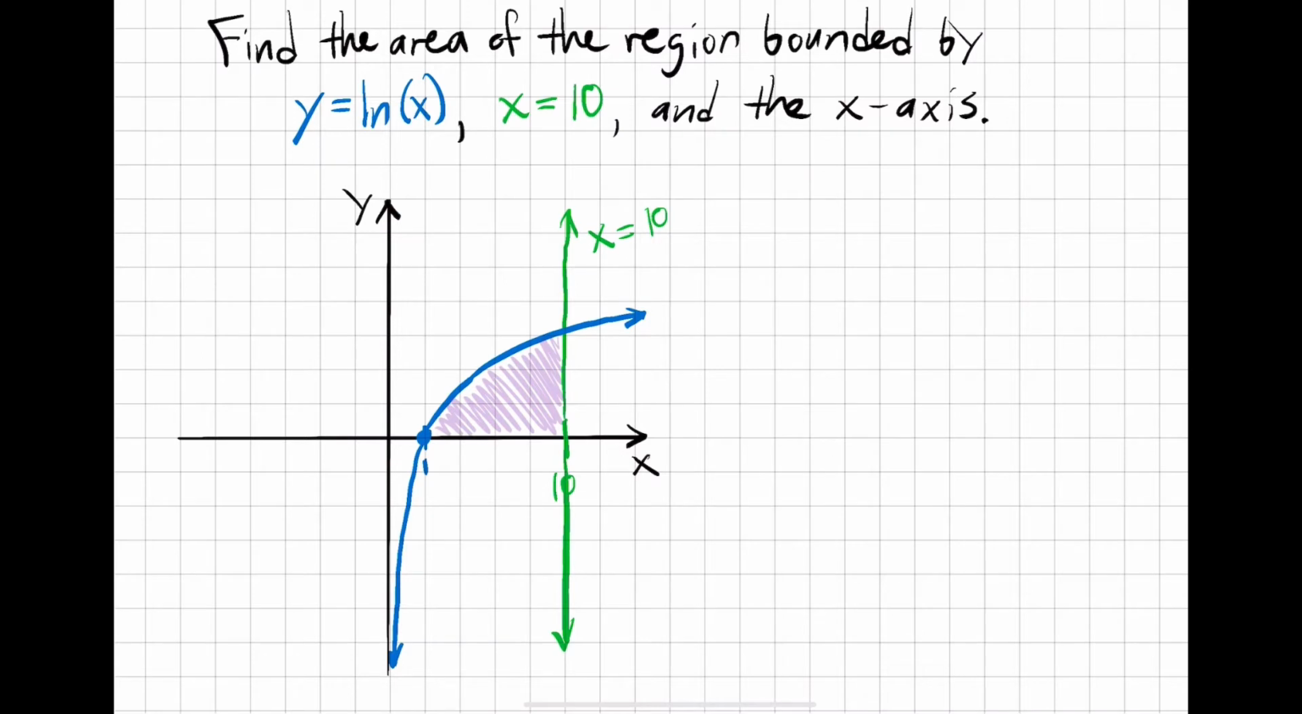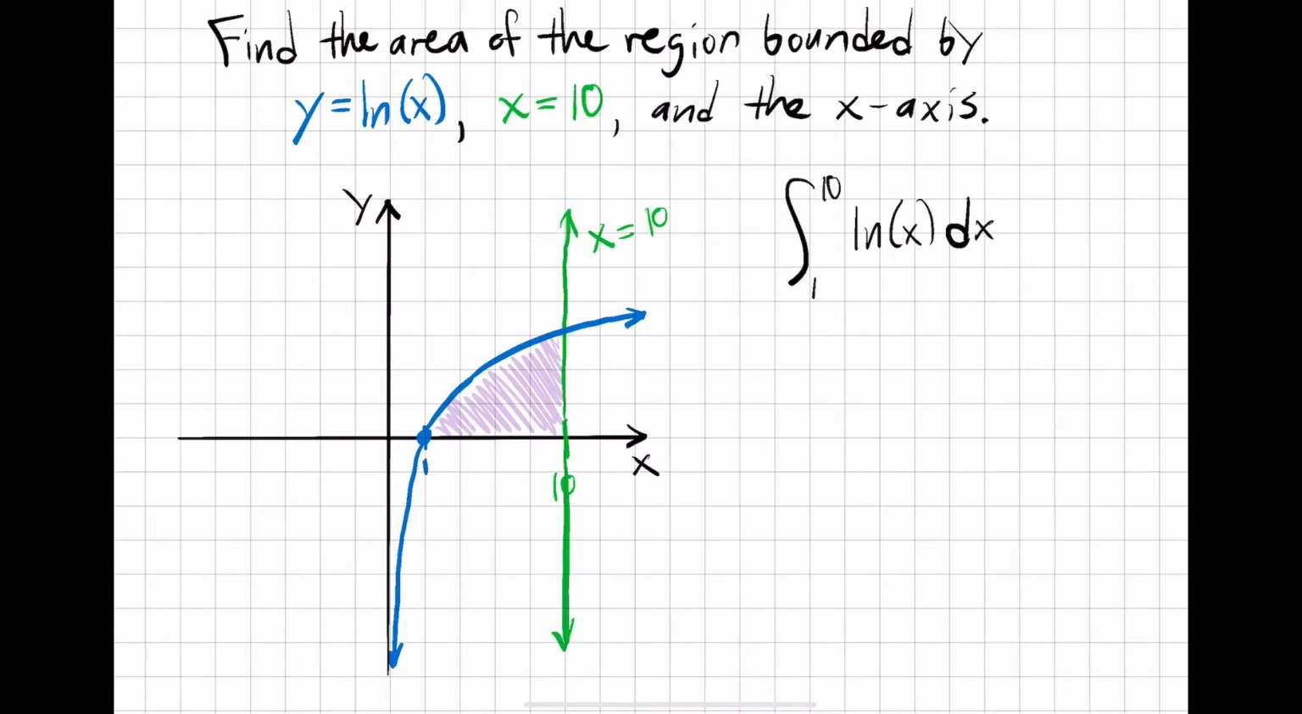Now, we could set up our integral to find this area pretty easily. It's just the integral from 1 to 10, since x ranges between 1 and 10, of the natural log of x minus 0, so I may as well not bother to say that, dx. This is a perfectly correct integral that will solve our area problem very easily.